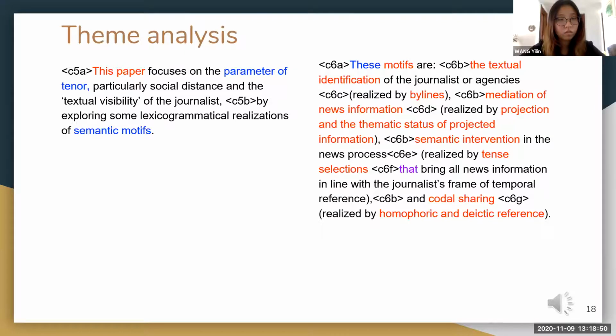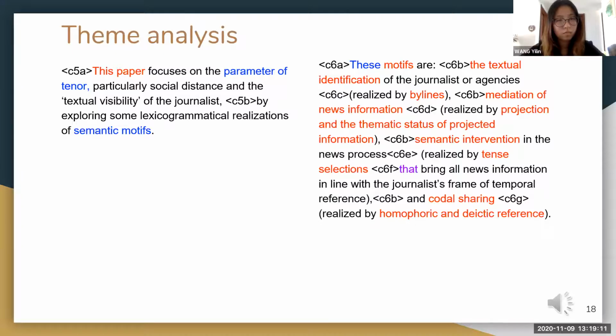Last but not least, for paragraph 6, the topical theme is these motifs. Again, it is another theme progression. The passage mentioned the semantic motifs in paragraph 5, which is marked in blue. Then, from sentence 6b to 6g, they work as the elaboration for 6a.